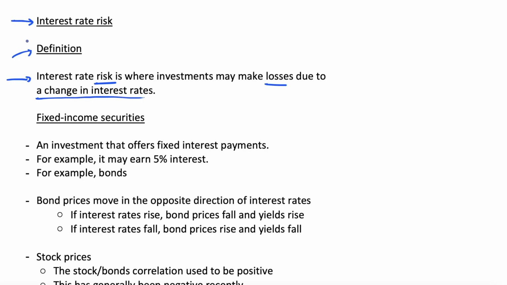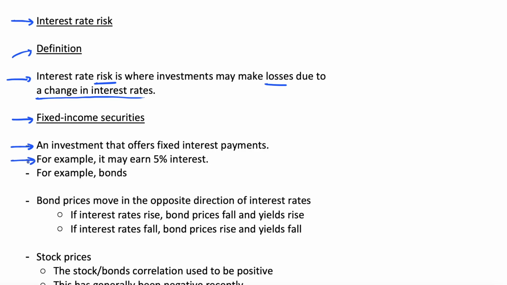So interest rate changes can affect almost all investments in some way or another, but they affect the value of fixed income securities most directly. And the key example of this that we're going to be looking at is going to be bonds. So what is a fixed income security? Well, it's sort of in the name, but it's a type of investment that offers fixed interest payments.